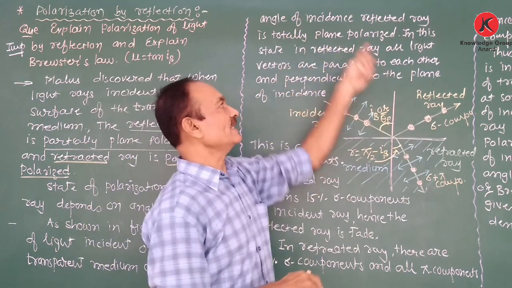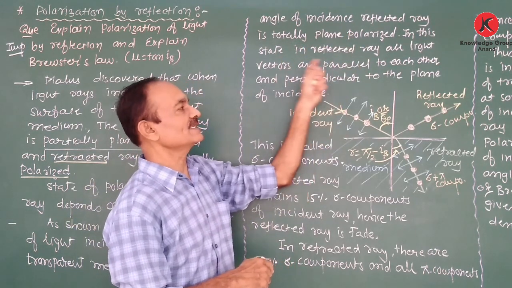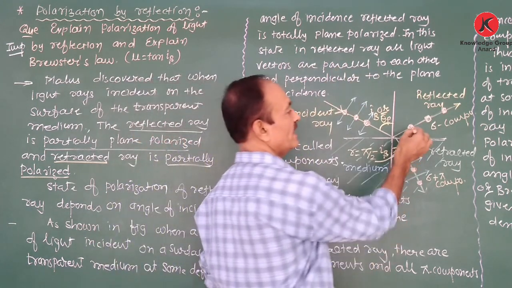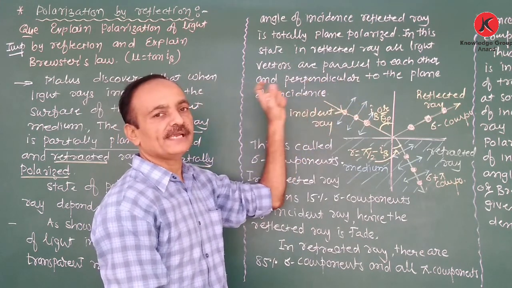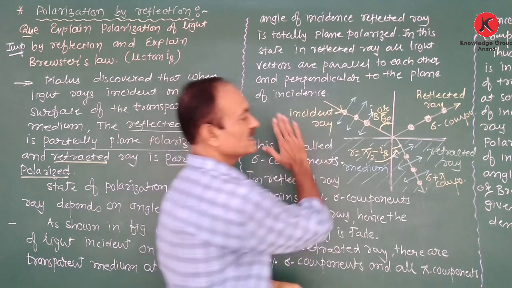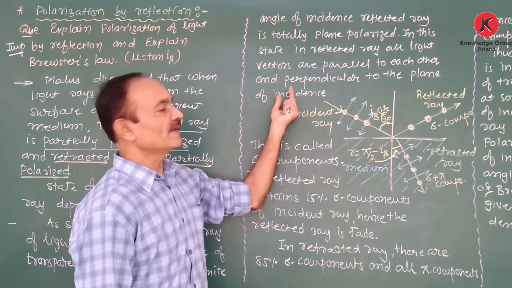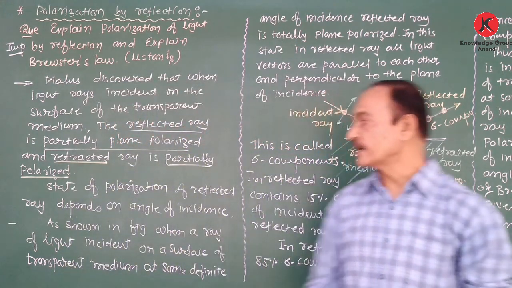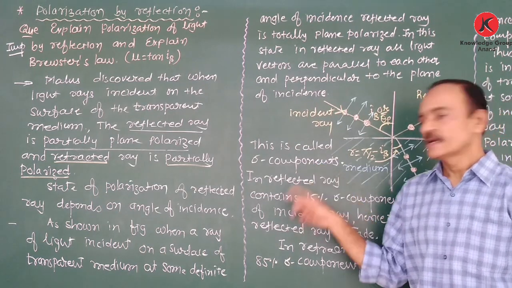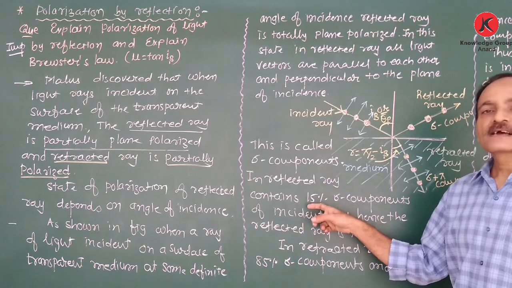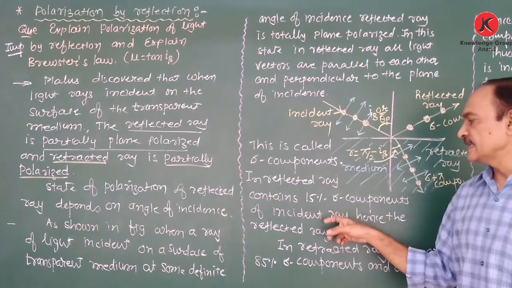So the reflected ray is totally plane polarized, and in this state all light vectors are parallel to each other and oscillate perpendicular to the plane of incidence. The plane of incidence is the plane of the figure. This type of light vector is known as the sigma component. The reflected ray contains 15% of the sigma component of the incident ray.